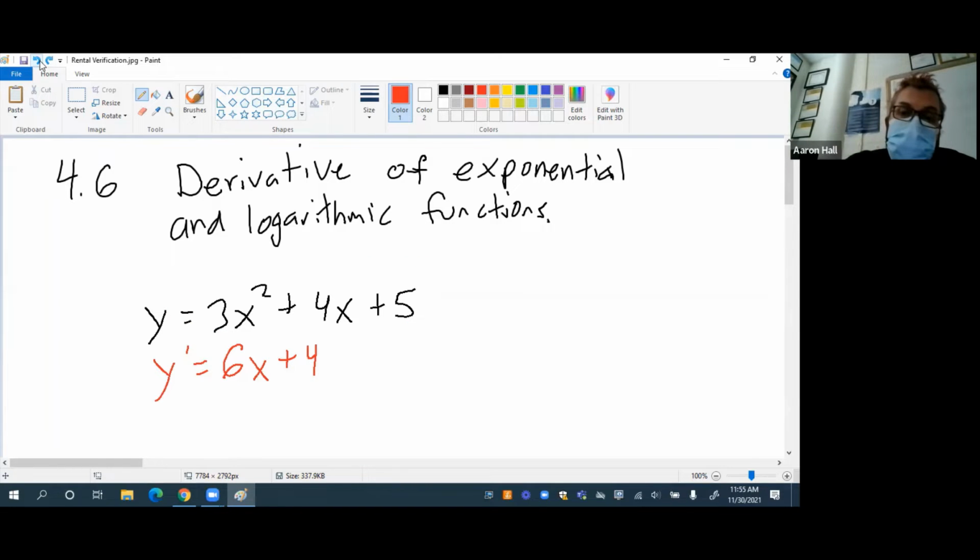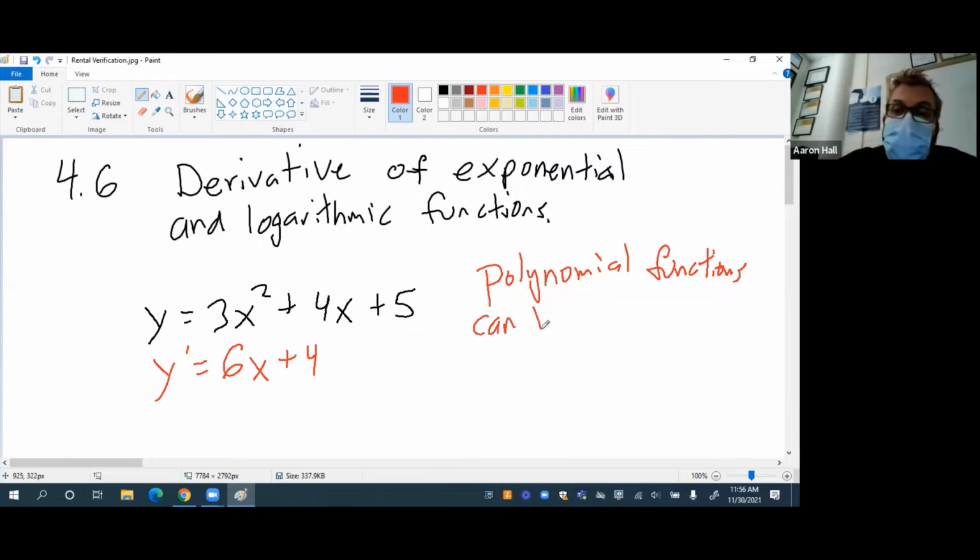So polynomial functions can be differentiated using the power rule.